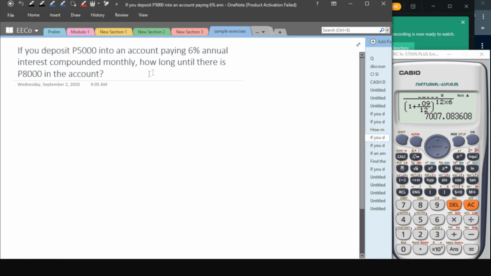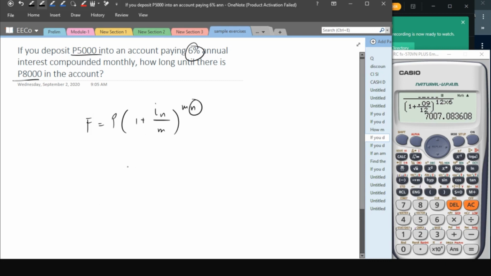If you deposit 5,000 into an account paying 6% annual interest, compounded monthly, how long until there is 8,000 in the account? So, binigay si F, the future, binigay si P, the present, binigay si interest rate. Ang hinahanap is si N. So, F is equal to P(1 + i/m)^(mn). Ang hinahanap is N.